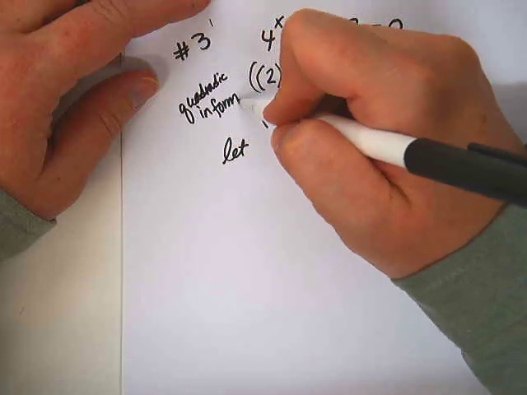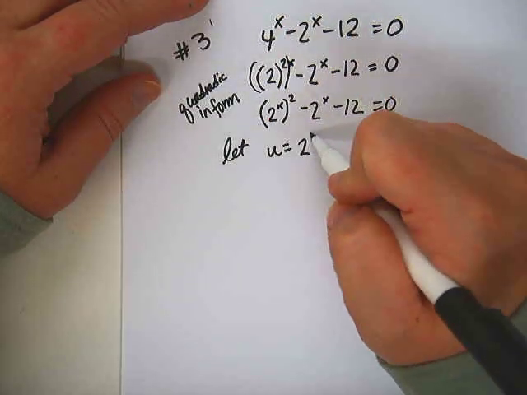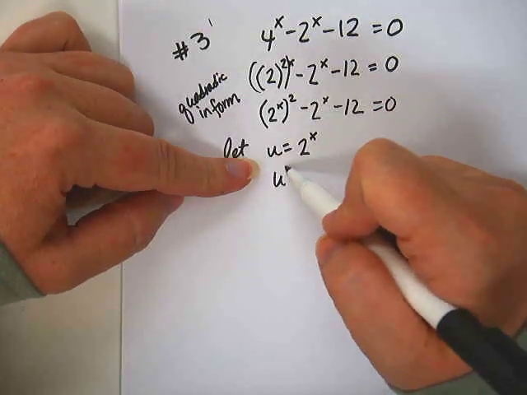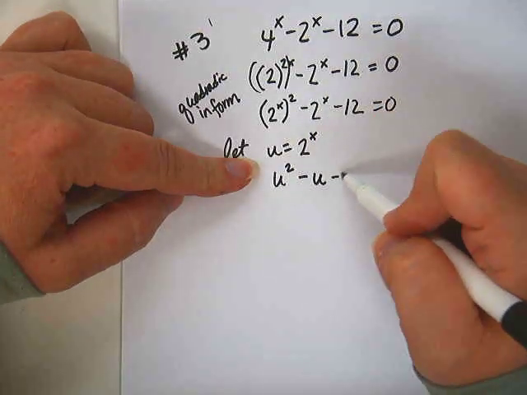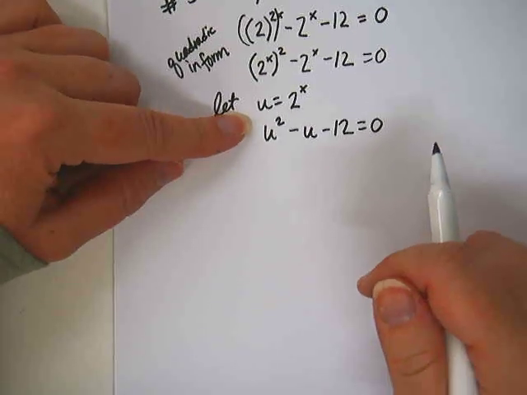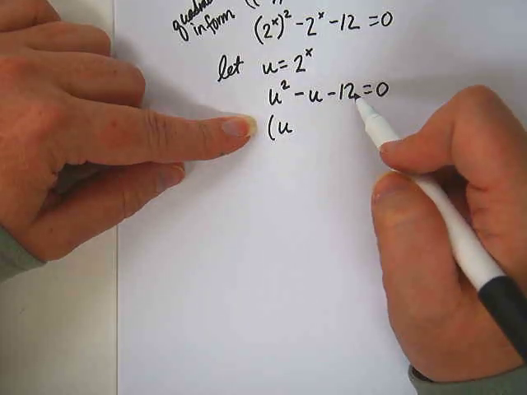So yes, you should watch for those. So many things to remember. Let u equal 2 to the x. So then everywhere that I have this 2 to the x, I replace it with a u. So that gives me u squared minus u minus 12. I've now gotten rid of the exponentials, and I can simply solve the resulting quadratic.